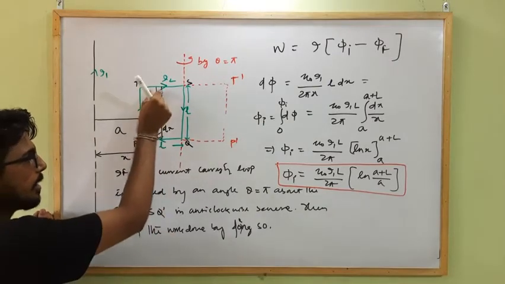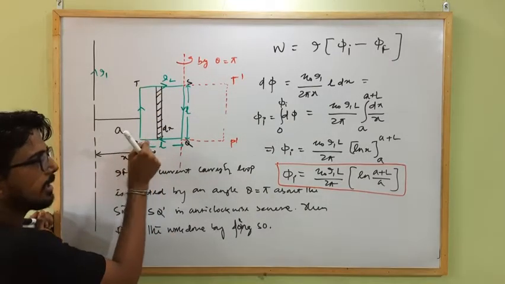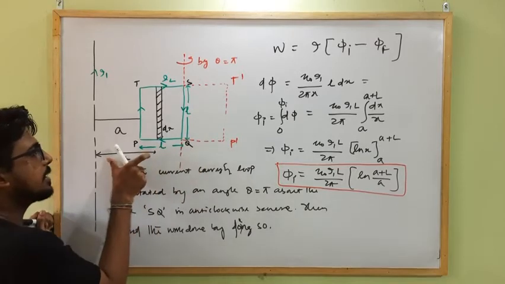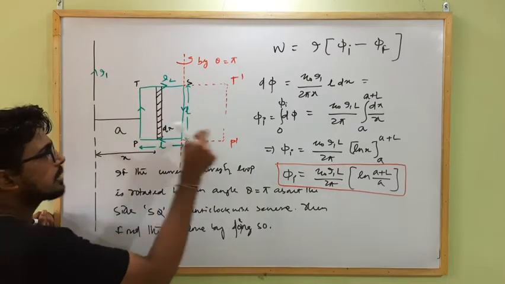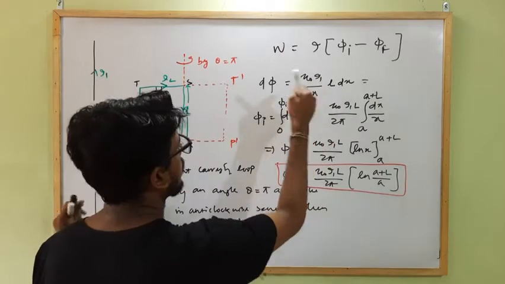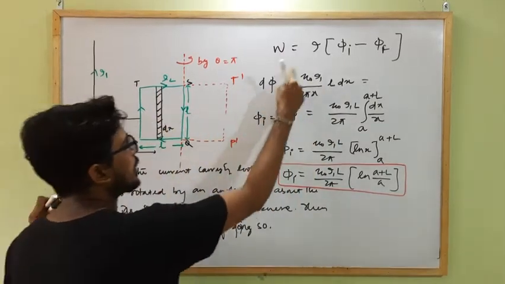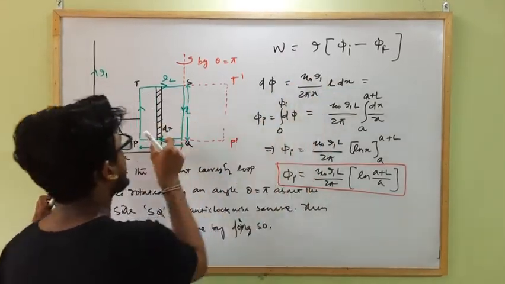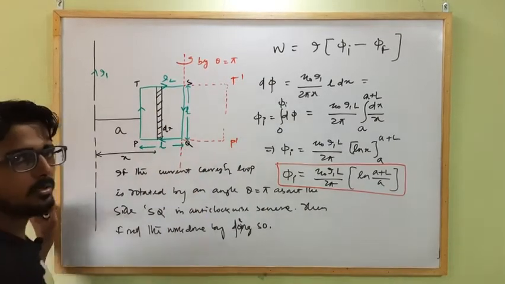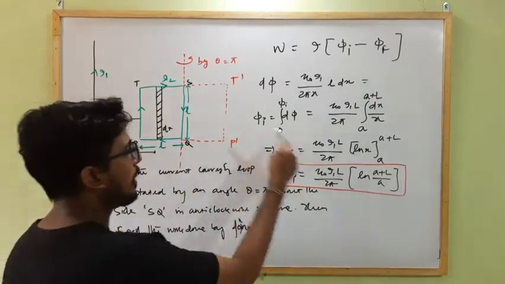We have to calculate the magnetic field at any position, because here the magnetic field strength is varying. So at any distance x, the magnetic field strength will be this much, and the flux linked with that portion will be the magnetic field strength into area, length into width, and cos θ will be 0. So cos 0 will be 1. So φ initial will be this much.